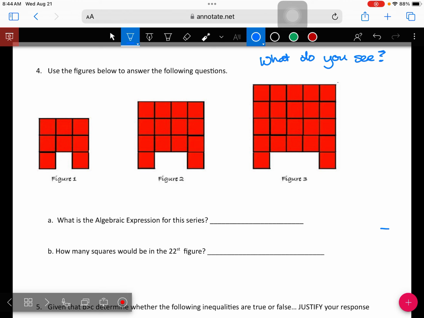So as you look at this shape, how many of you see a square minus some tiles? Anybody see squares minus some tiles?